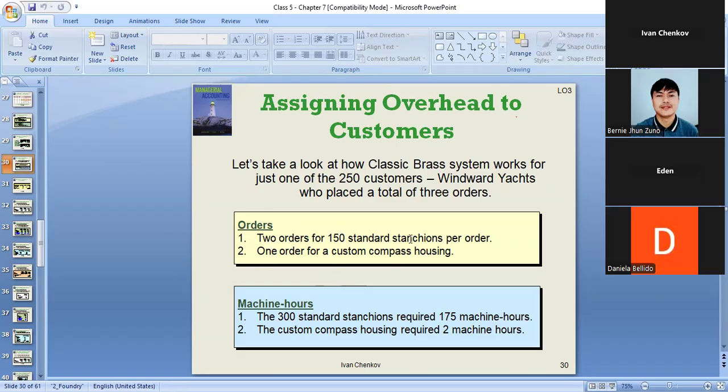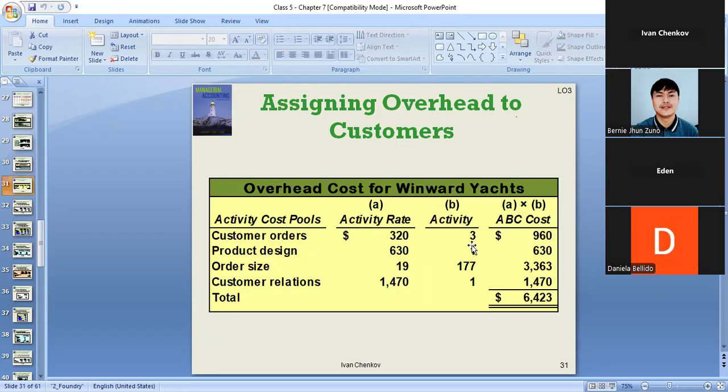This particular customer, Windyard Yachting, they have 2 orders for 150 standard sanctions per order and 1 order of custom housing. On machine hours, they need 300 standard sanctions, which require 175 machine hours. For the custom compass housing, they require 2 machine hours. So once I have this, I can easily calculate the cost for that customer as well.